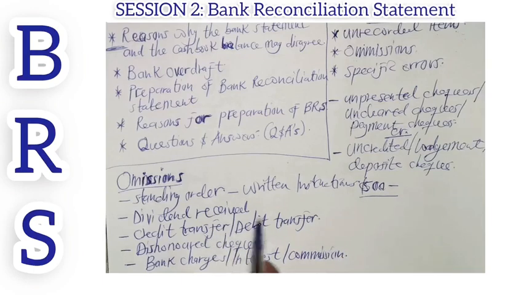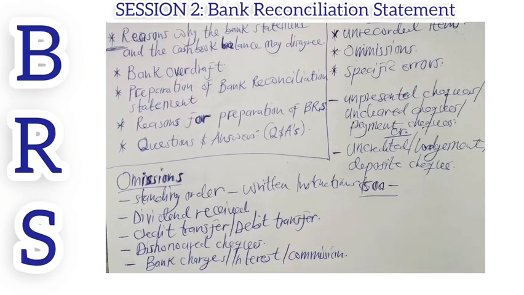Okay, so you're saying that dividends received is basically a form of income that is paid directly to the customer's account, unknown to the customer, but the bank will receive it and credit it to the customer's account.